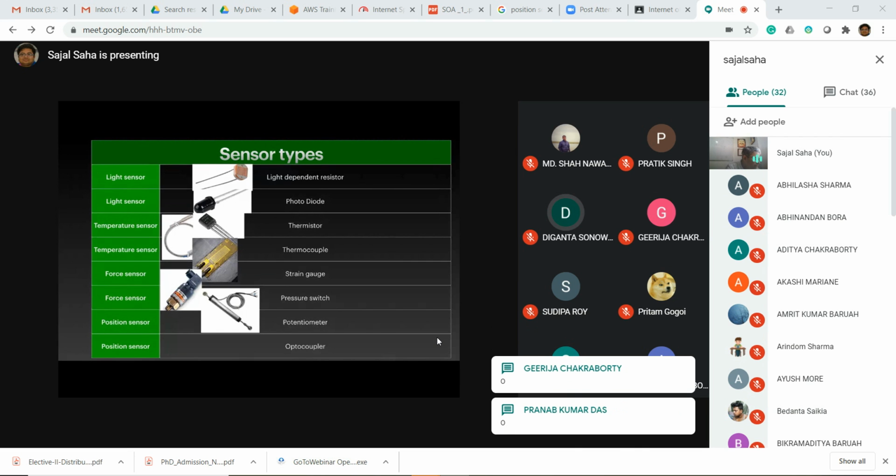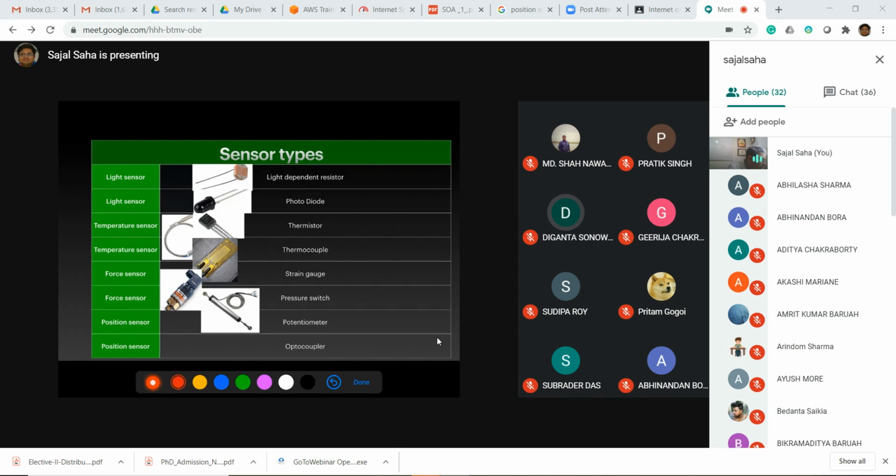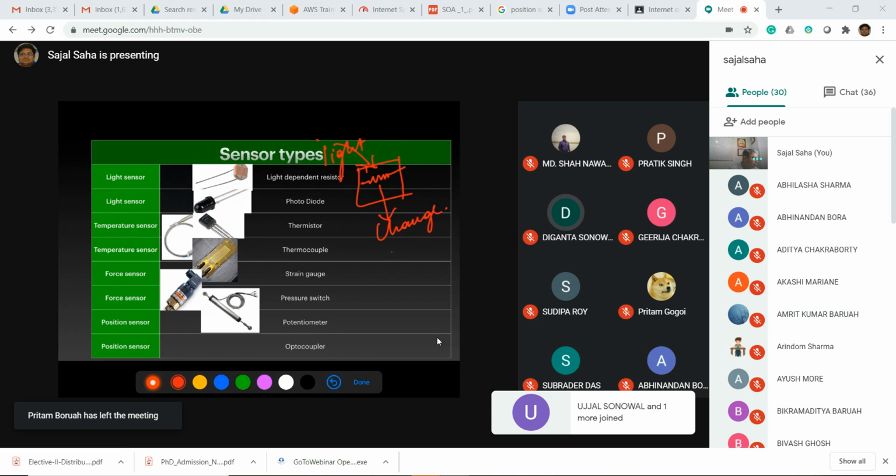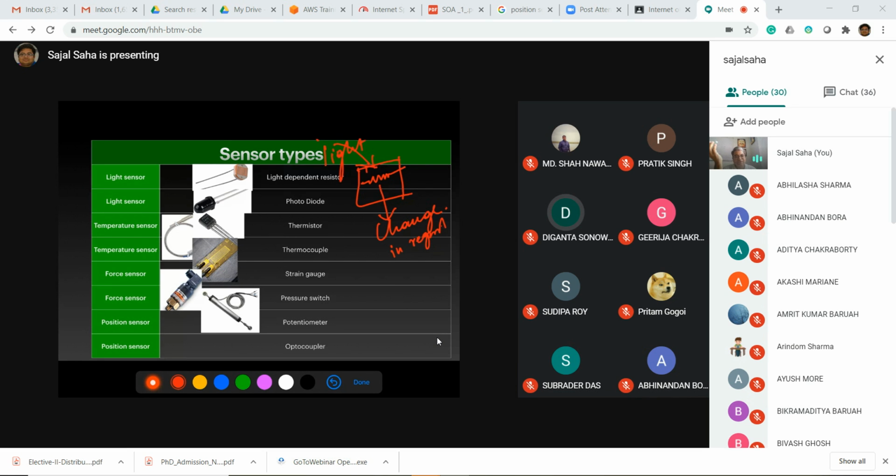As the name mentions, if I consider this one as a sensor, in this sensor there is a resistance. Now if light falls on this sensor, then immediately there is a change in resistance. So, change in resistance. Now, if the change in resistance occurs, that immediately goes to sensing.